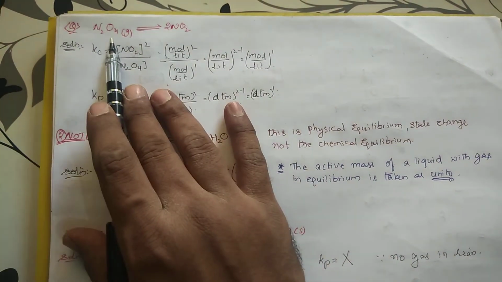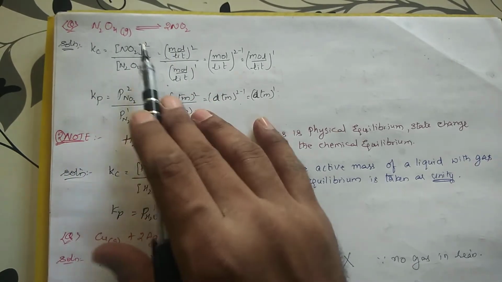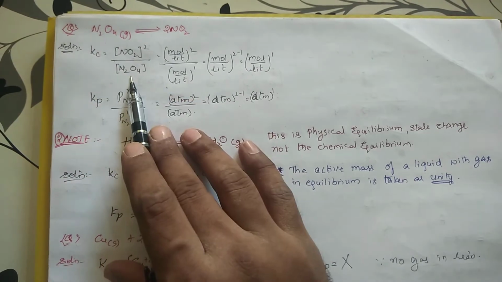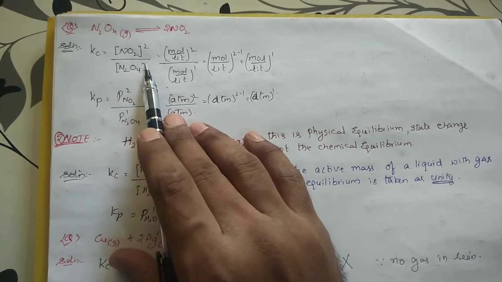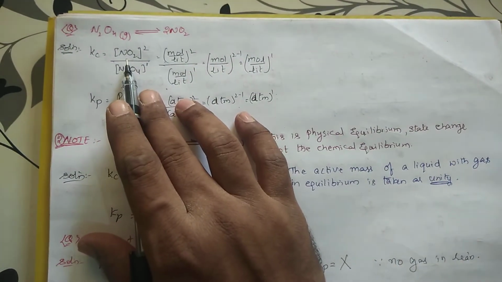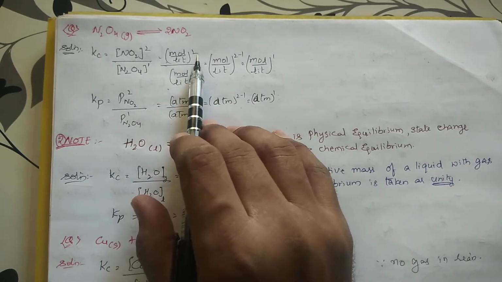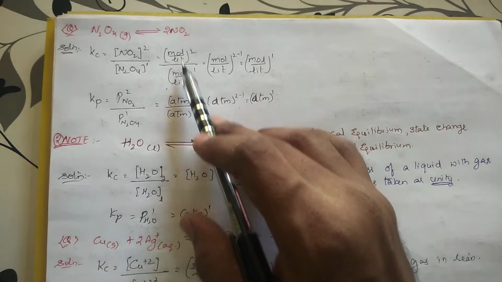This is N2O4 in the gaseous state getting converted into 2NO2. So equilibrium constant Kc will be products concentration NO2 whole square by N2O4 reactant concentration power. Here the stoichiometric coefficient is 1, so the power will become 1. So if you go for the units, what should we be getting? This is moles per liter whole square. This is moles per liter whole power 1. So moles per liter common.